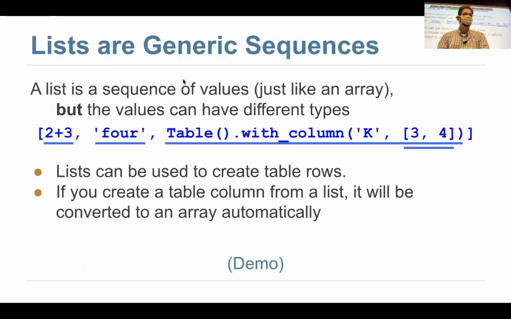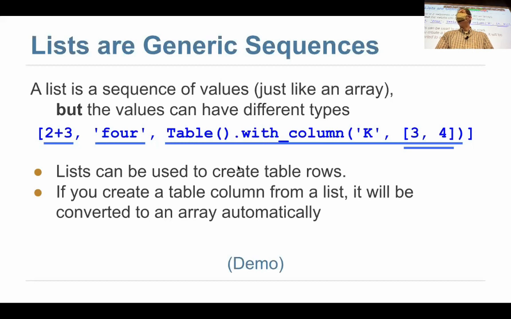I said something about lists. This is a programming concept. It's not something we're going to spend a lot of time on. But a list is a sequence. You can't even see my cool title. A generic sequence. What does that mean? An array has all the same kind of thing in it, like all numbers. A list, you can mix and match stuff. You can have a list with a number in it and a string. You can even put a table in a list if you really wanted to. So a list is a sequence of values, but the values can have different types.